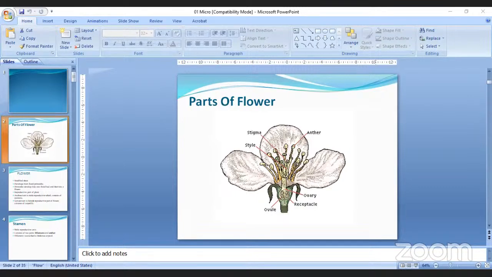And next one is palynology. Palynology can be defined as the study of spores and pollen grains. That also can be discussed: different types of pollen grains and how they are transferred. Everything will be discussed there.